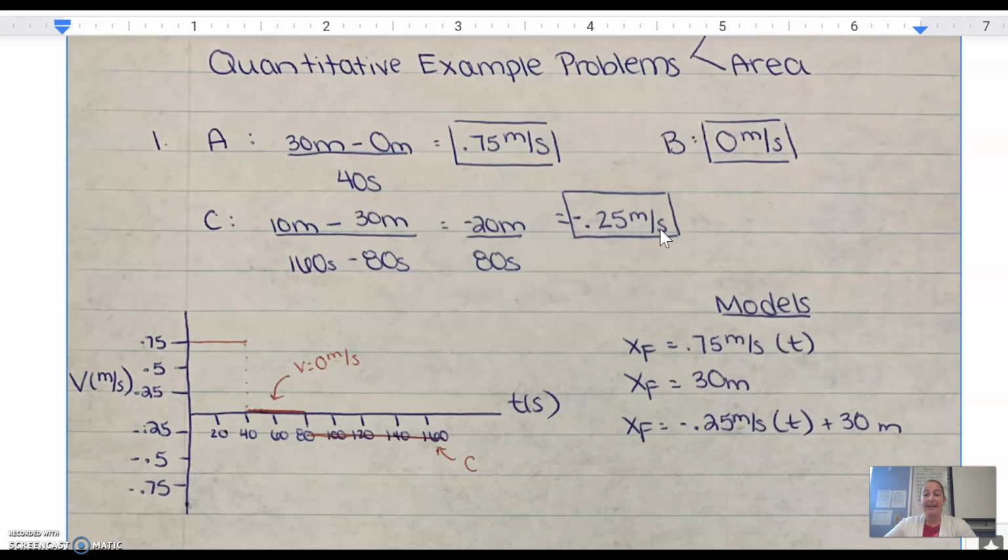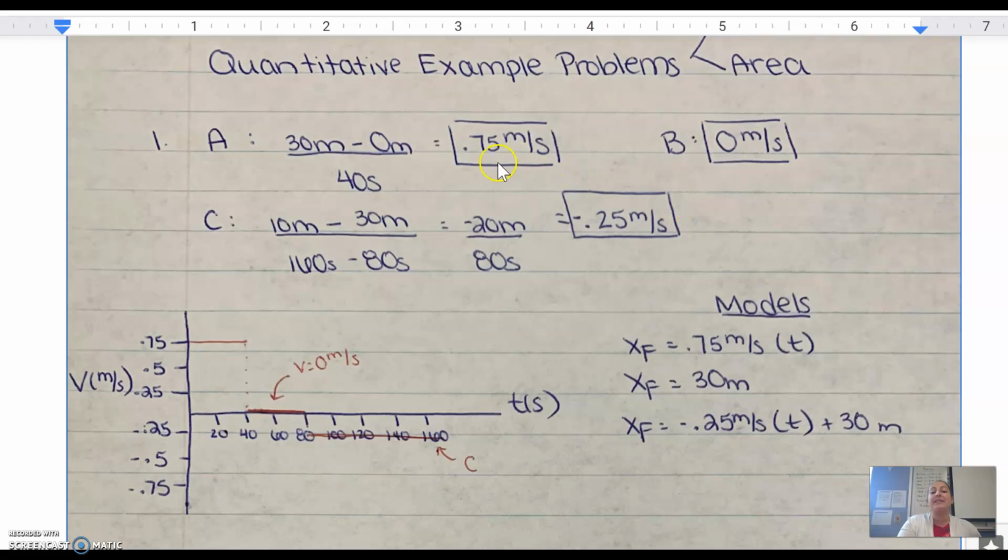Now, qualitatively, this makes sense. Because when we look at it, section C is much less steep than section A. So if it's not as steep, then that means that we're not traveling as much distance and even in more time, so it has to be slower. So quantitatively, this is backing up what we thought qualitatively.